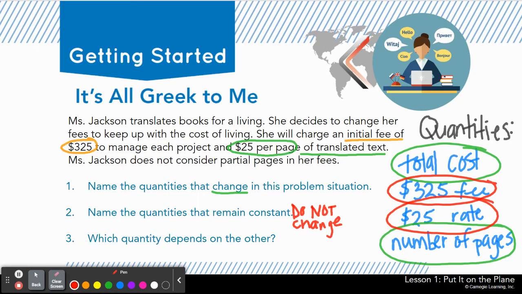For 2, the quantities that remain constant, that do not change, are that $325 fee and her $25 rate. The price is the price. That does not change. And 3, the quantity that depends on the other. Well, that would be the total cost depends on the number of pages. So however many pages a customer brings into Ms. Jackson to translate is going to determine their final cost.